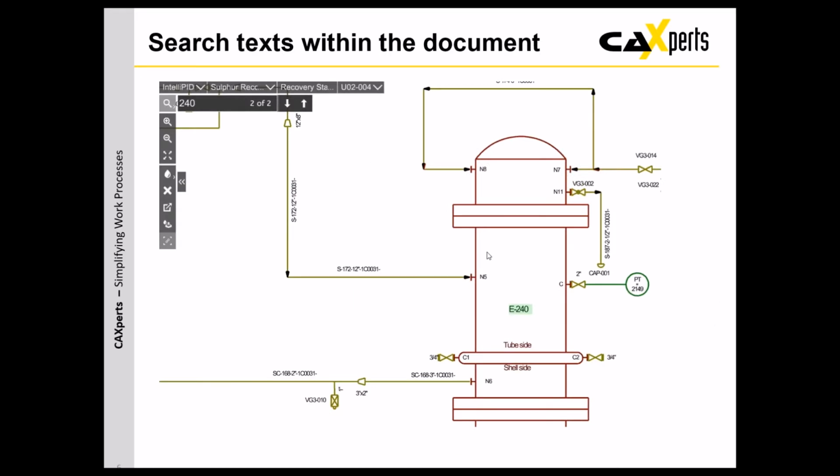You can also search for texts within a document. So in this case, searching for this text here will end up in two results, and they will also always be highlighted to you and placed in the center of the view.